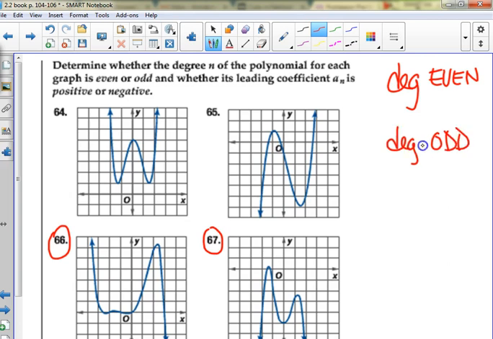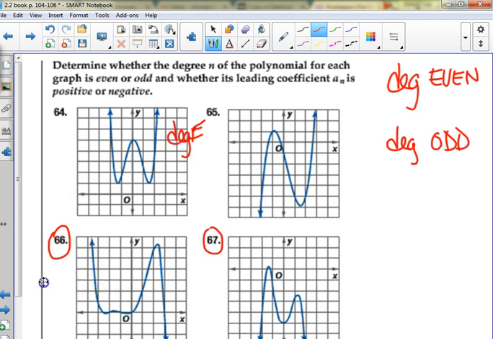Okay, this is the highest exponent power is even or odd. How do you determine that? Just by looking at a graph. End behavior. Okay, so these are both going up, so this would be degree even. We're doing 66.